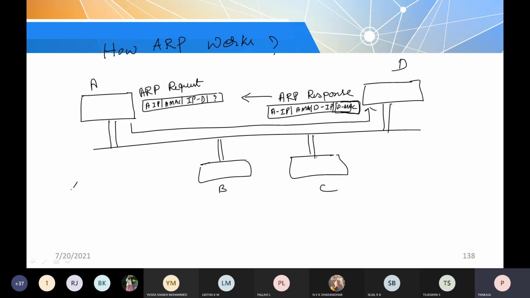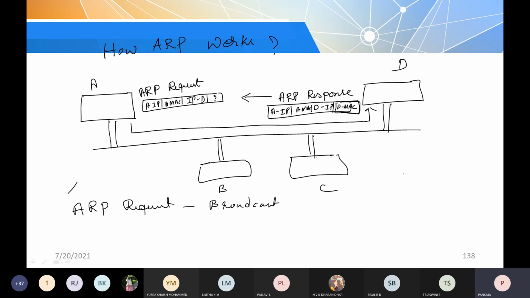Here you can see the ARP request packet is going to be a broadcast, because you have observed that the packet is sent to all the devices. Whichever device matches the IP address, that is the one responding. So the ARP request is going to be a broadcast.